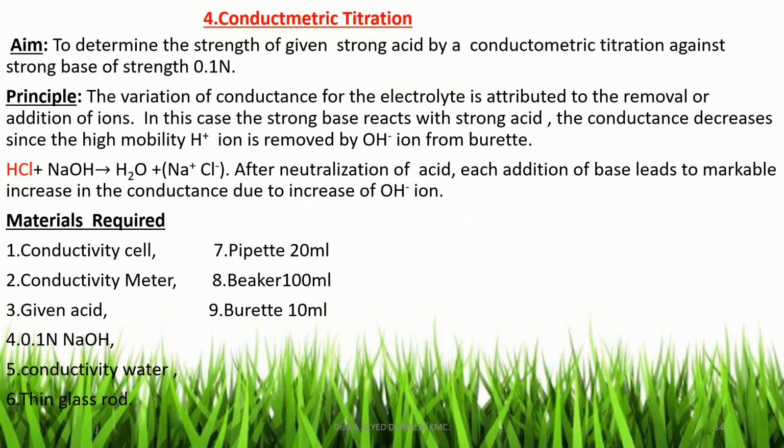So on plotting, on connecting the conductance values, we get 2 straight lines, and the point of intersection corresponds to the end point, that is the volume of sodium hydroxide required to neutralize HCl. In this way, the end point is determined in the conductivity titration. The requirements for the experiment: conductivity cell, conductivity meter, given acid, 0.1 M sodium hydroxide, conductivity water, thin glass rod, pipette 20 ml, beaker 100 ml, burette 10 ml.